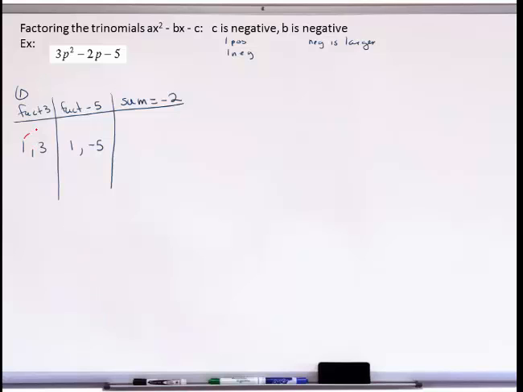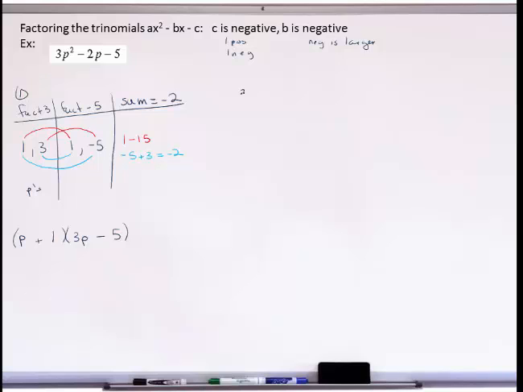Okay, so I'll do 1 and 1, and 3 and negative 5, and that gives me 1 minus 15, which is not negative 2. Then I'll try 1 and negative 5, and 1 and positive 3, and that will give me negative 5 plus 3, which does equal negative 2, so this is our combination. These are p's, so I have p and 3p. 1 goes with negative 5, so the negative 5 goes in the opposite parentheses, and then 3 and 1 go together, so that 1 goes there.